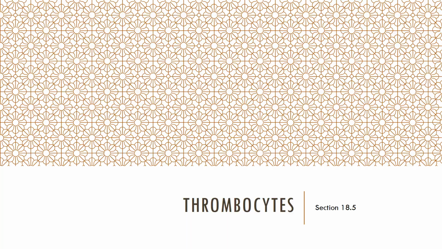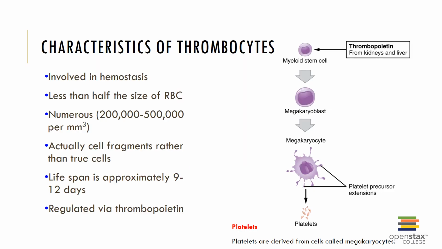Thrombocytes are platelets, and the characteristics of thrombocytes or platelets is shown here. Platelets are less than half the size of red blood cells. They are the second most numerous of the three formed elements. They're not true cells, but instead are cytoplasmic fragments of larger cells called megakaryocytes. The production of them is regulated by thrombopoietin, and their lifespan is only about 9 to 12 days.